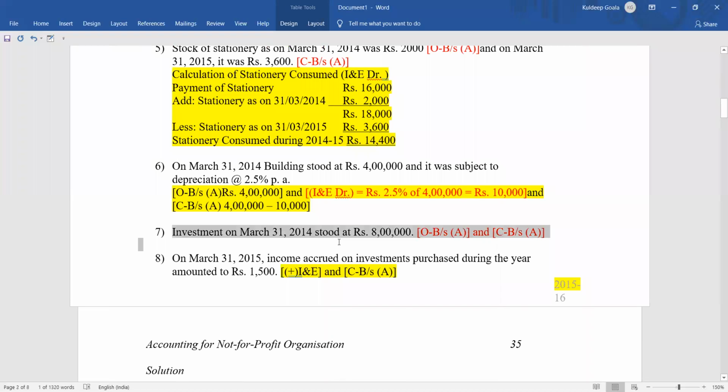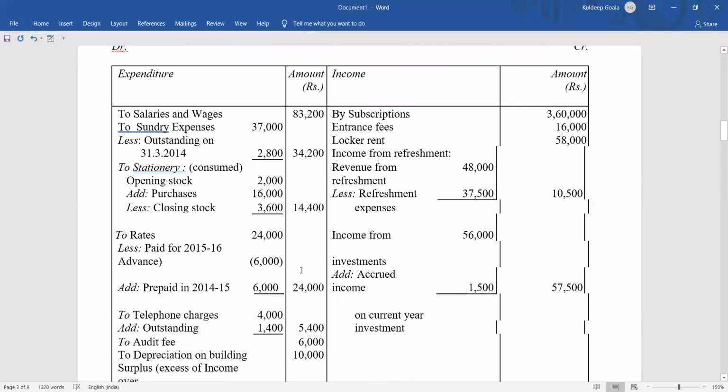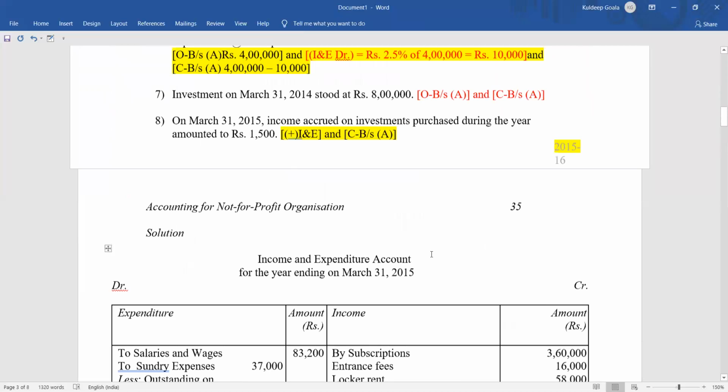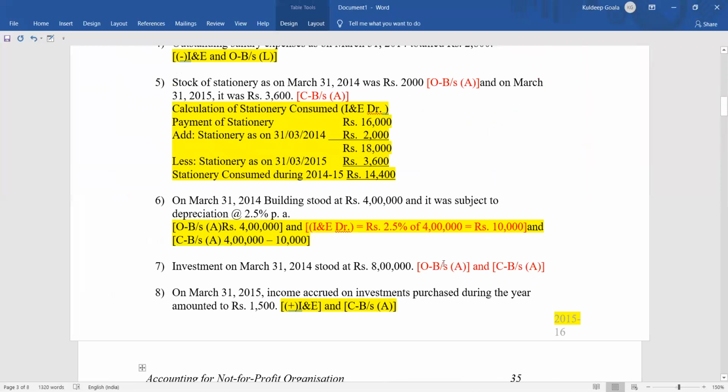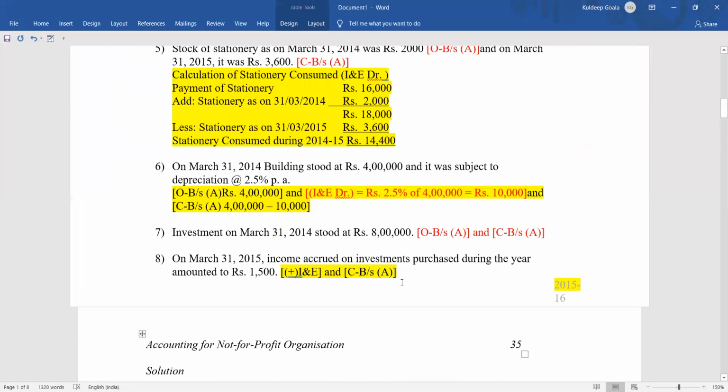Coming to the next one, investment. It does not come here. Then accrued interest on investment will also not come in the debit side. All the things are over. Yes, the expenditure side is over. Now we will go for the revenue side, that is the income side.